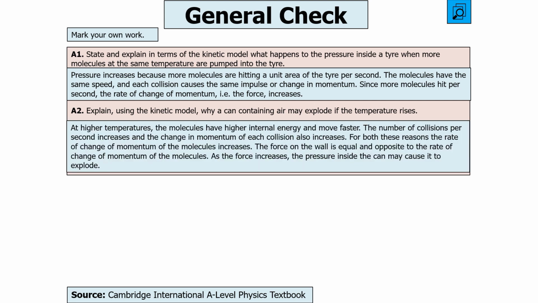Now in the next one, at higher temperatures, the molecules have higher internal energy and therefore move faster because the only internal energy they have is kinetic energy. So the number of collisions per second will increase, and the change in momentum of each collision will also increase because they're hitting harder. So for both these reasons, the rate of change of momentum of the molecules increases. Now the force on the wall is equal and opposite to the rate of change of the momentum of the molecules, so as the force increases, the pressure inside the can will also increase, which may cause it to explode.